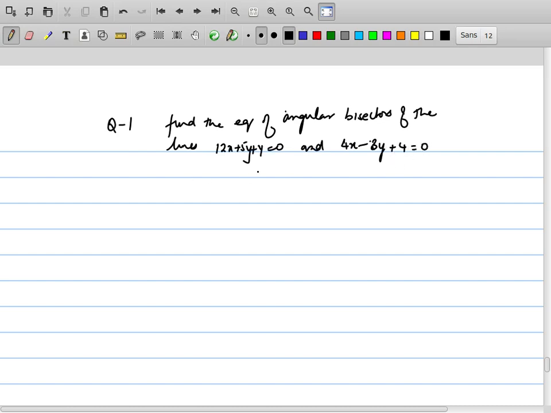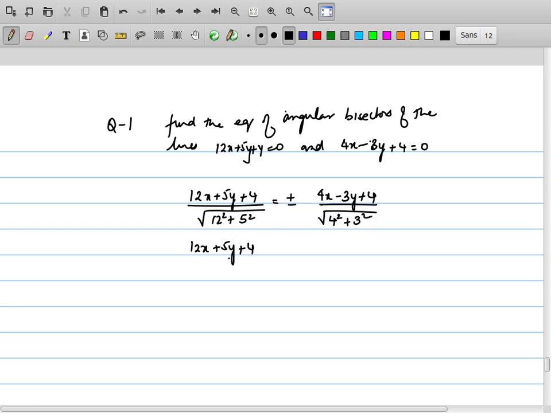Now what was our formula? 12x + 5y + 4, bring every term to the left side, divide by the square root of the square of the coefficient of x plus square of coefficient of y, is equal to plus minus, bring all the terms of the other equation on one side, divide by the square root of the square of coefficient of x and square of coefficient of y. So what do we get? (12x + 5y + 4)/13 = ±(4x − 3y + 4)/5. Now solve these equations one at a time, taking positive sign.